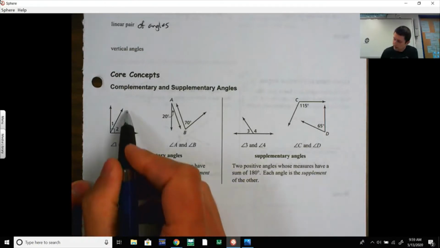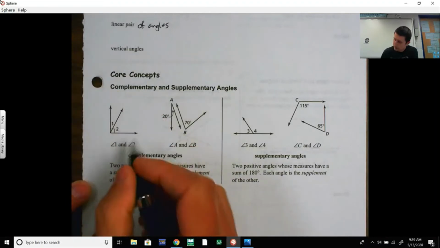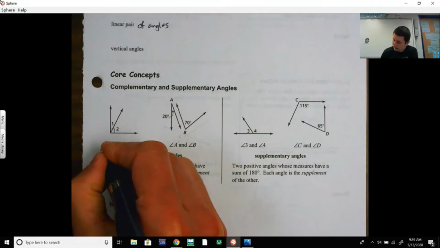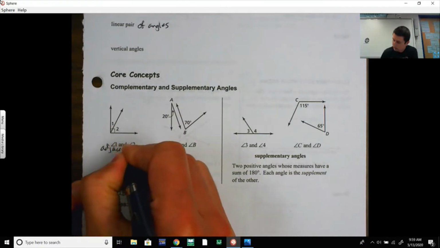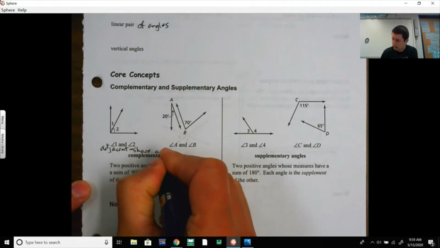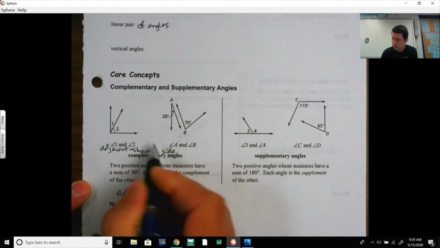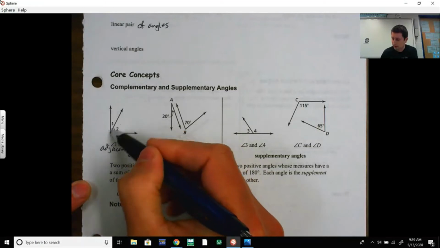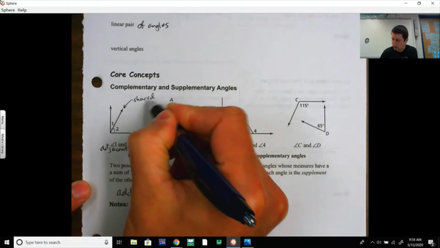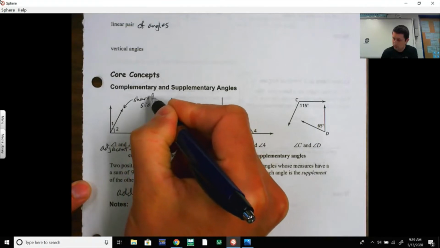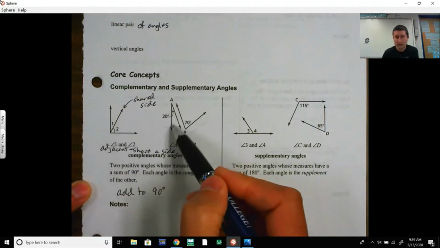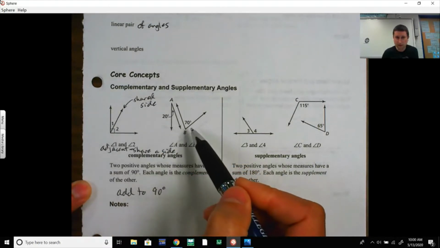This diagram here, we're going to see this in a little bit, but this diagram is an example of adjacent complementary angles. And adjacent means they're going to share a side. So angle 1 and angle 2, this is what we call a shared side. These are adjacent. These would be the non-adjacent. These are just random ones.